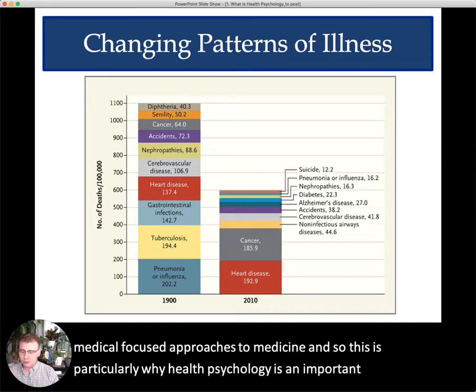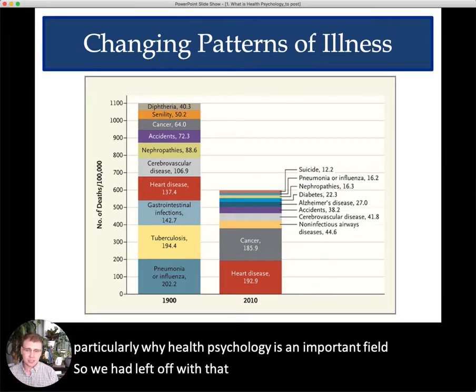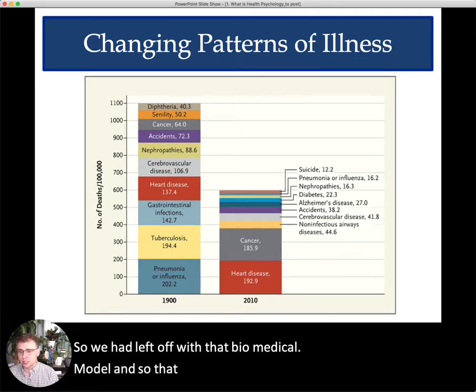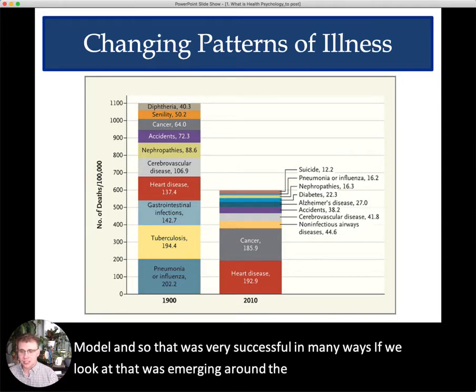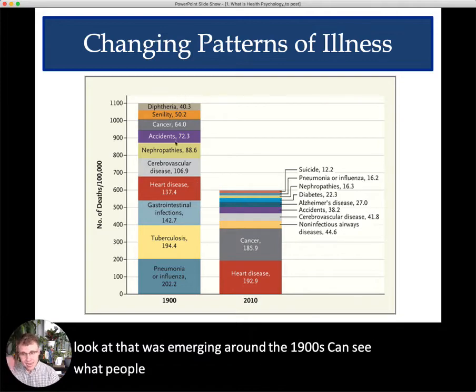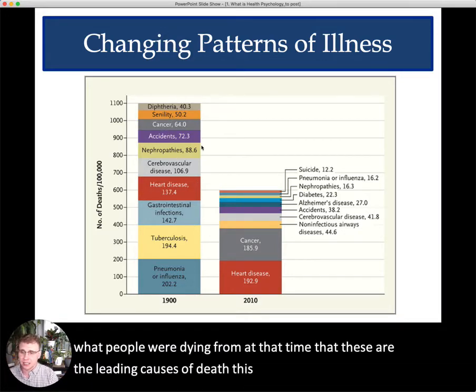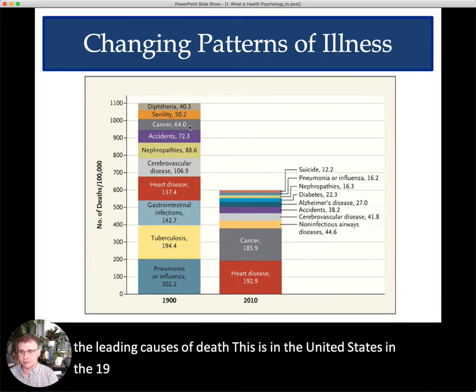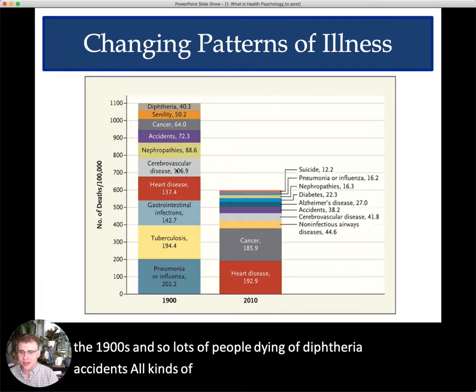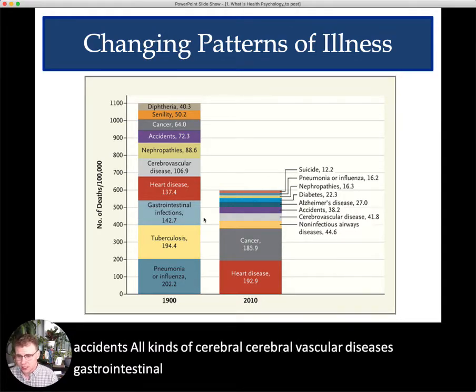So we had left off with that biomedical model, and that was very successful in many ways. If we look at that, it was emerging around the 1900s. You can see what people were dying from at that time. These are the leading causes of death in the United States in the 1900s, and so lots of people dying of diphtheria, accidents, cerebrovascular diseases, gastrointestinal infections, tuberculosis, pneumonia, influenza.